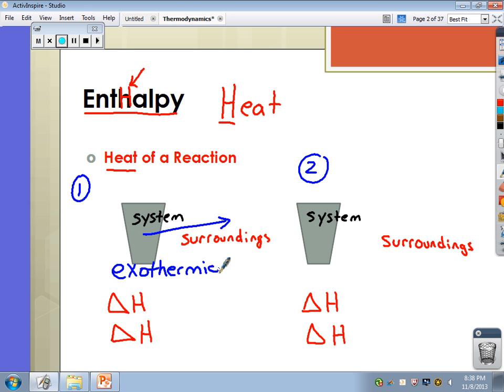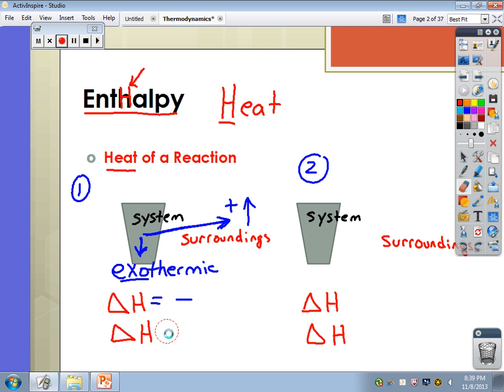And in an exothermic system, the energy in here is going down. The difference inside is a negative value because it is losing energy to the surroundings and the surroundings are increasing in their energy. So delta H in an exothermic reaction, heat is exiting the system and so it's a negative value, which means that it is less than 0 because it's a negative number.